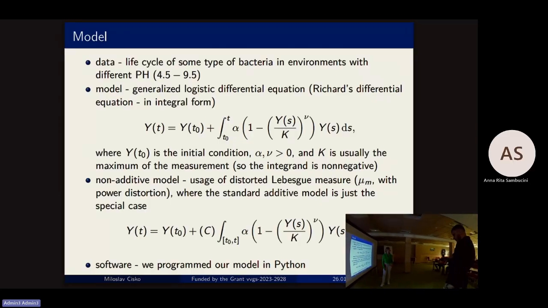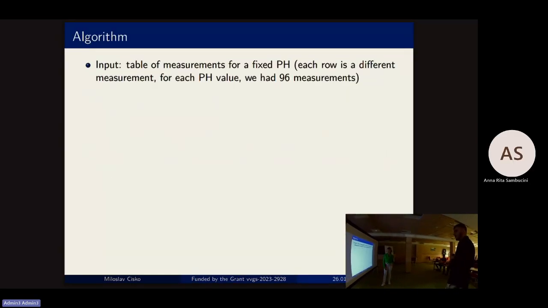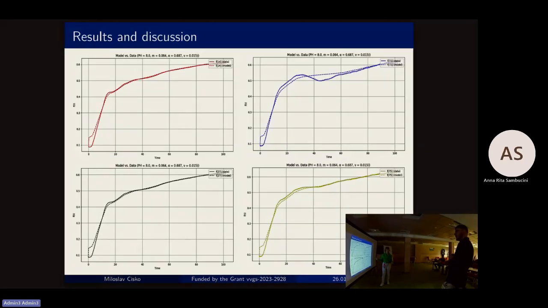We want to find the curve, the approximation curve. So we need the parameters of the model. Yes, in the form of that model, Richards' differential equation, because it is used in such problems.